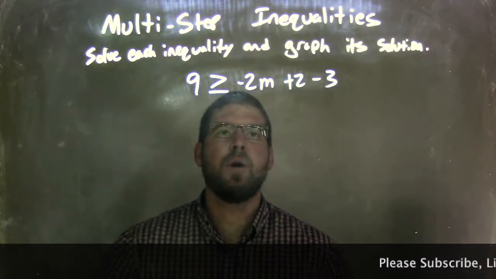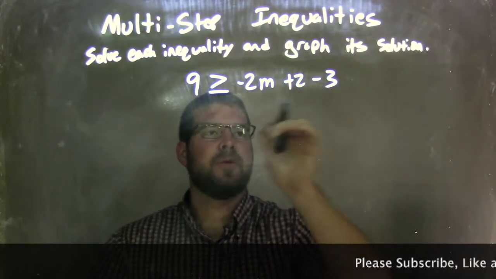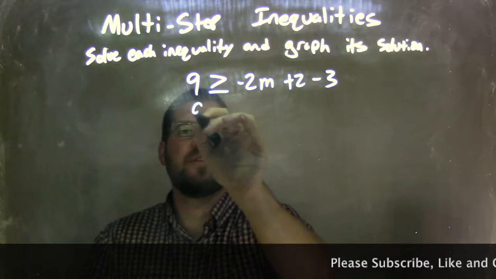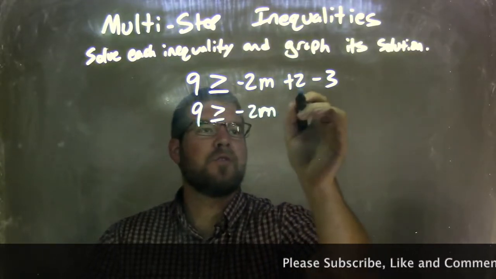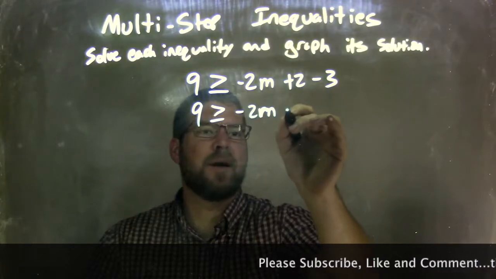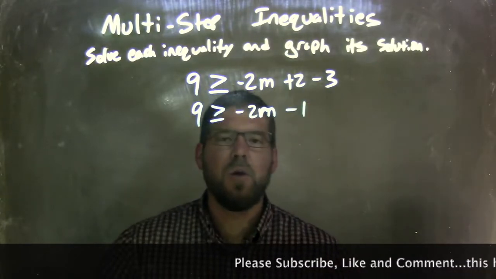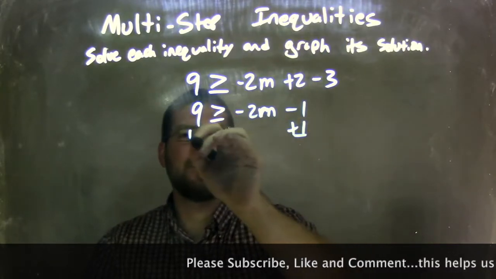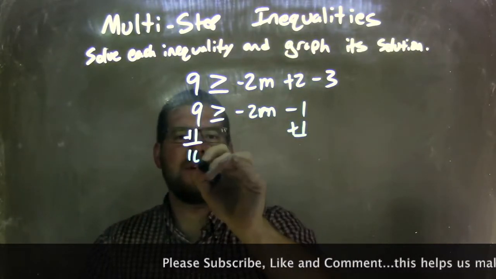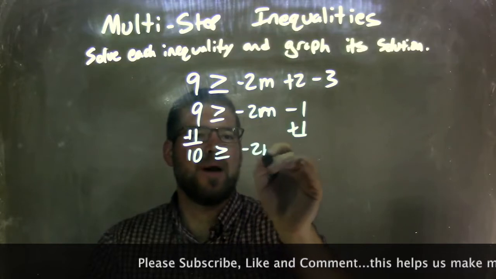9 is greater than or equal to a negative 2m plus 2 minus 3. Okay? Well, first thing I'm going to do is combine the 2 and the minus 3, right? So I'm going to leave the 9 over here as greater than or equal to negative 2m. 2 minus 3 is a negative 1, so we have minus 1 here. Okay? Well, now I'm going to add a 1 to both sides to try to get m by itself. So I add a 1 to both sides. Leaves me 9 plus 1 is 10, is greater than or equal to negative 2m.